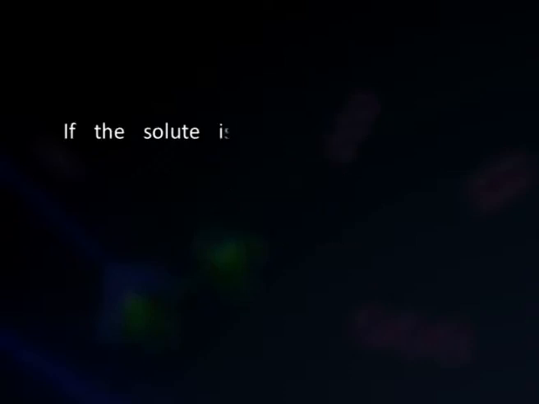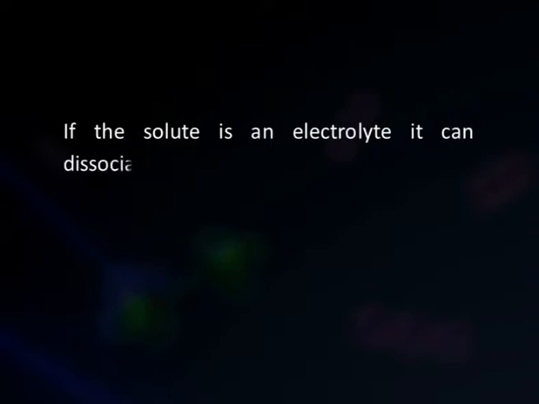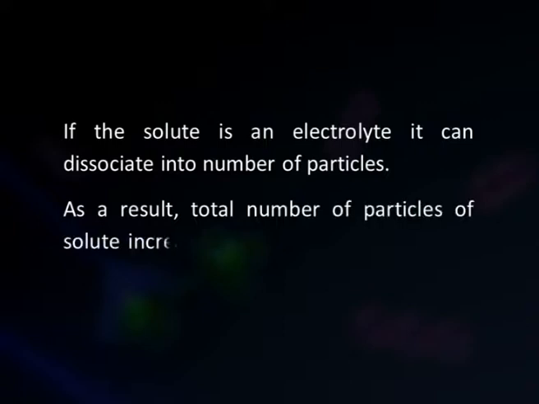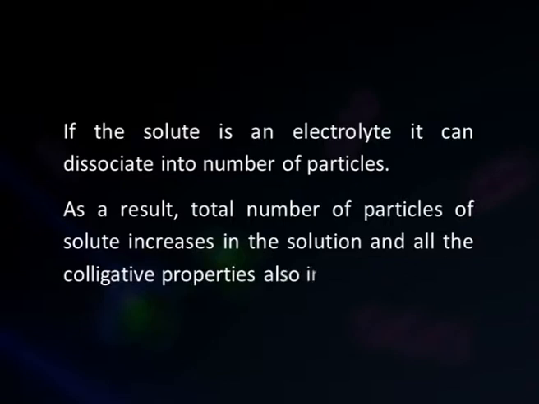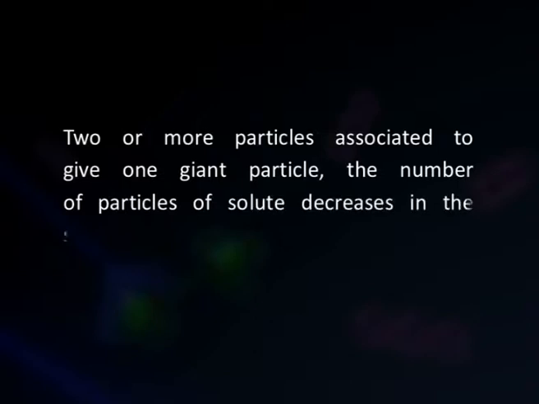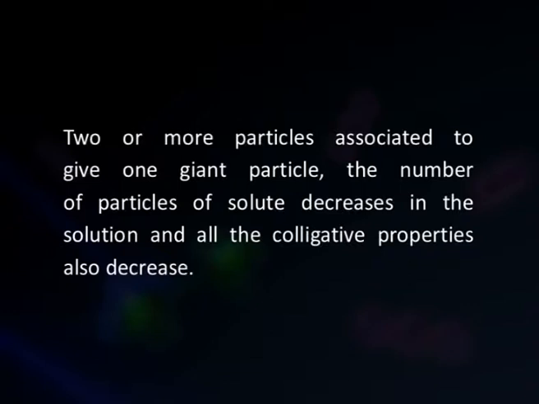If the solute is an electrolyte, it can dissociate into a number of particles. As a result, the total number of particles of solute increases in the solution and all the colligative properties also increase. In case of association, two or more particles associate to give one giant particle. Hence, the number of particles of solute decreases in the solution and all the colligative properties also decrease.